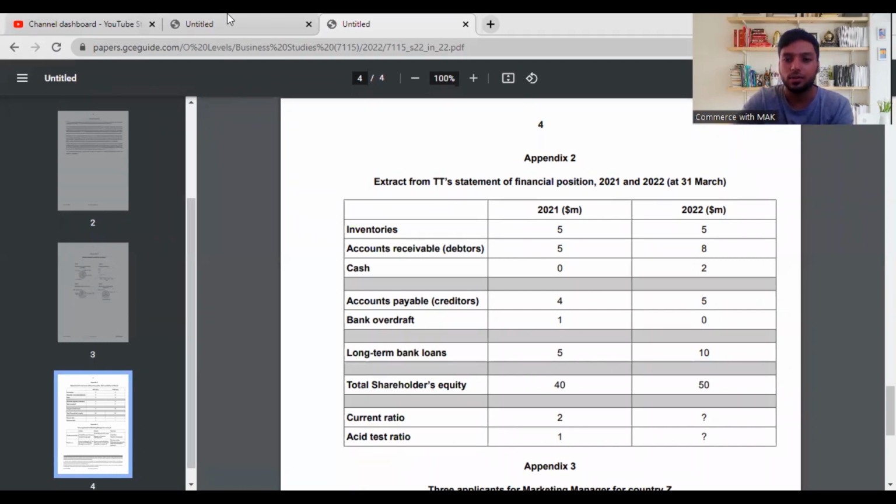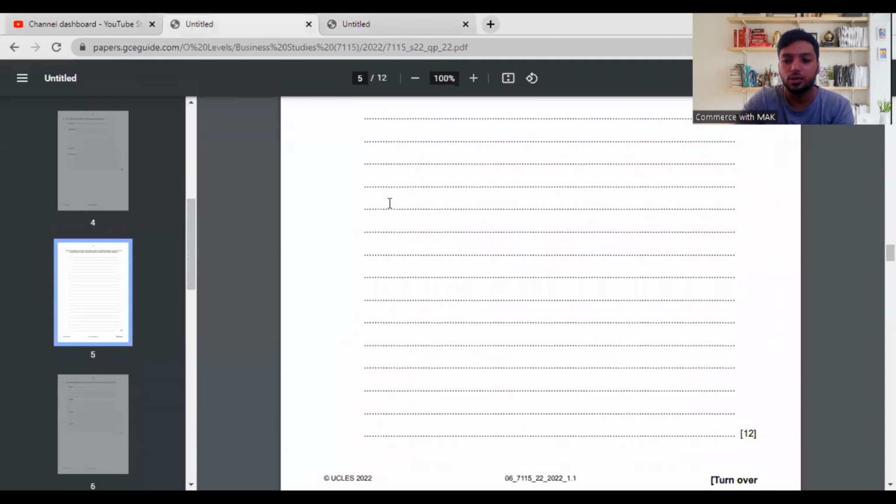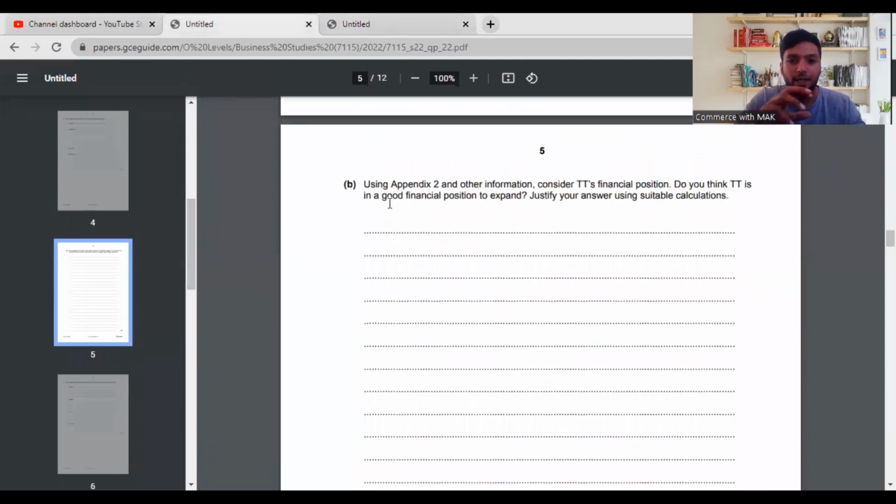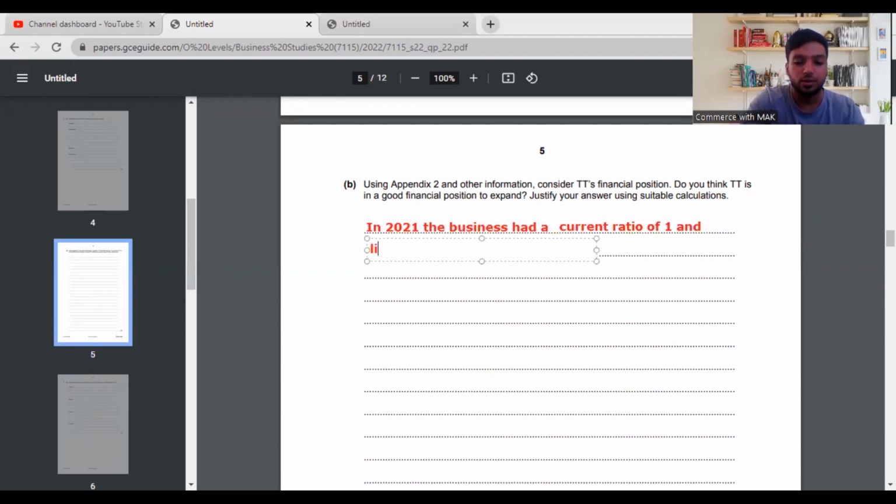Now we know the financial position is good. So they are saying justify your answer using suitable calculations. So I'm going to take year by year, 2021 and 2022, and explain how it works in all the years. So here I'll write, always remember, in 2021, the business had a current ratio of 1, and so it's better to always bring the things which are in the question.